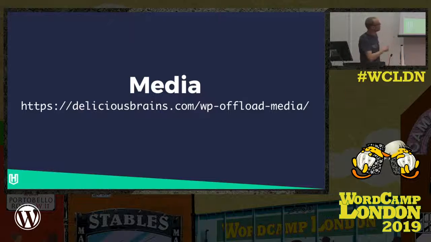So we found this plugin from Delicious Brains. It's called WP Offload Media, and it allows you to offload assets to like a CDN, something like an S3 bucket, and then putting a CDN on it and so forth. It's a little bit complicated, but we got it set up and it's working okay.